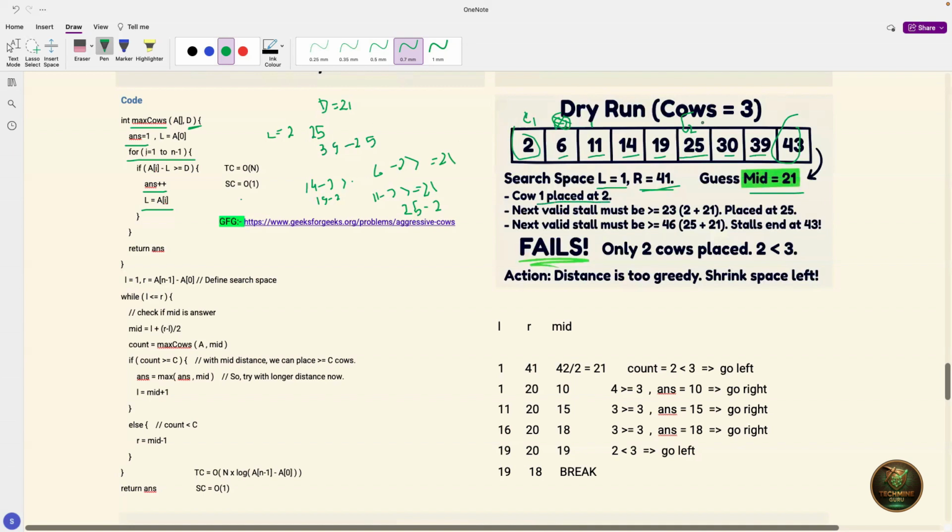But we have to place at least 3 cows, right? So we have to decrease the distance between them. So for that, we will do R equal to mid minus 1. So now our L is 1 and R is 20. Why? Because our earlier mid was 21. So what will be our current mid?